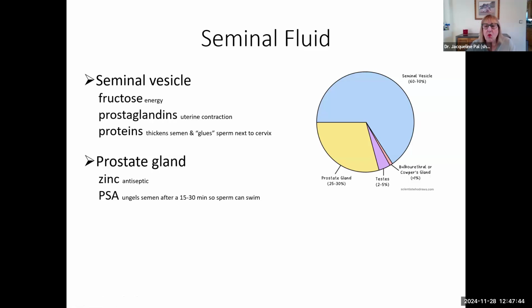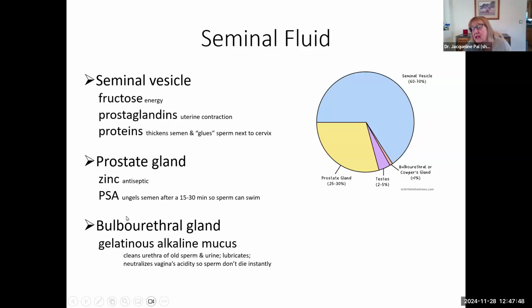And just around 1 or 2% of the secretions comes from the bulbourethral gland or Cowper's gland. And this is that gelatinous, mucousy substance. And what's really important is this has a high pH. It is alkaline. So this is small in volume, but it is super important.